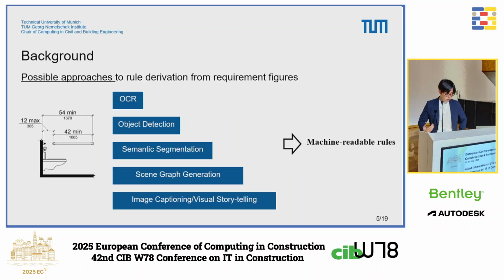So to extract the rules from figures like this, several traditional techniques can be considered. These include OCR to recognize the text embedded in images, object detection and segmentation to identify visual elements, scene graph generation to capture the relationships between these elements, and image captioning to produce semantically rich descriptions. Based on these techniques, the extracted information can be further utilized to create machine-readable rules.